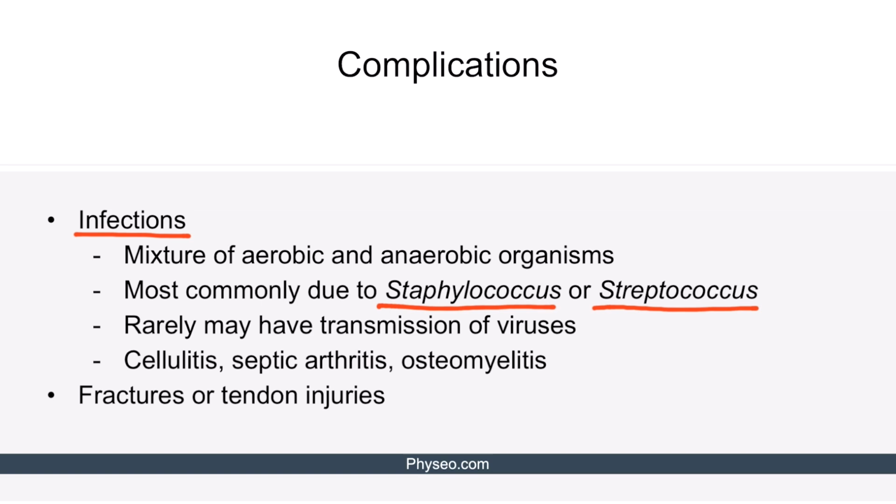Now, complications of infections associated with human bites include cellulitis, septic arthritis, which makes sense because if you were bitten on a joint or you punched somebody and you got their teeth marks in your MCP joint, septic arthritis makes sense, and also osteomyelitis. There may also be associated fractures or tendon injuries, especially if the bite injuries are on the hands.